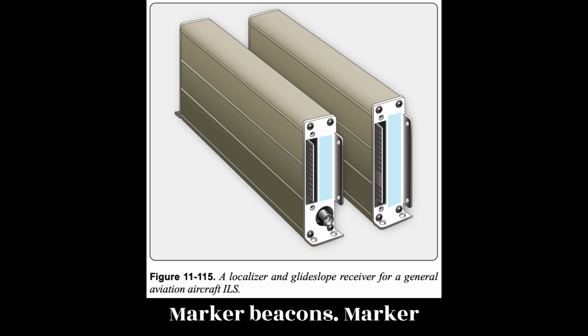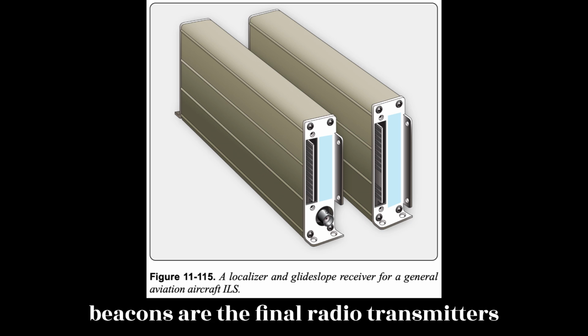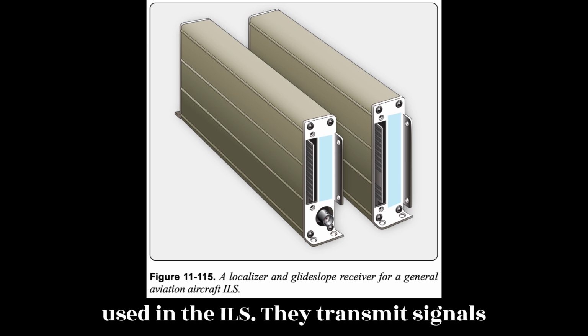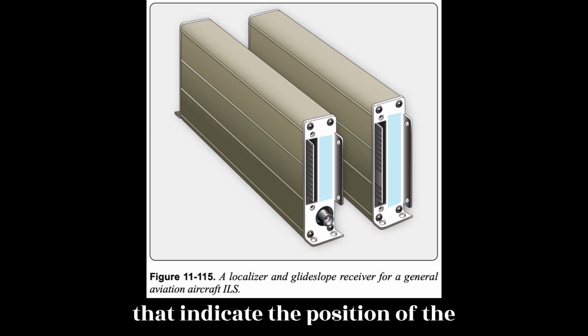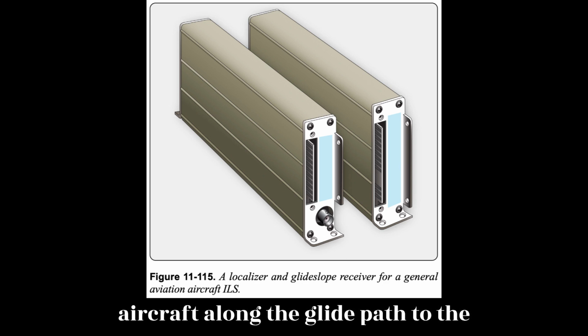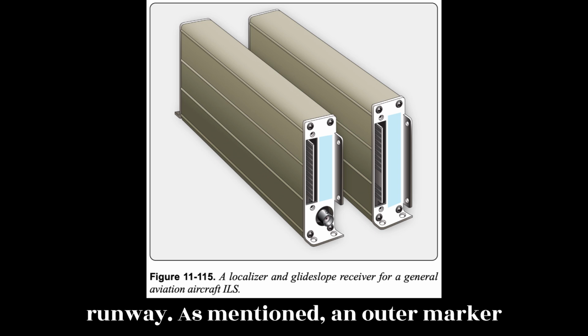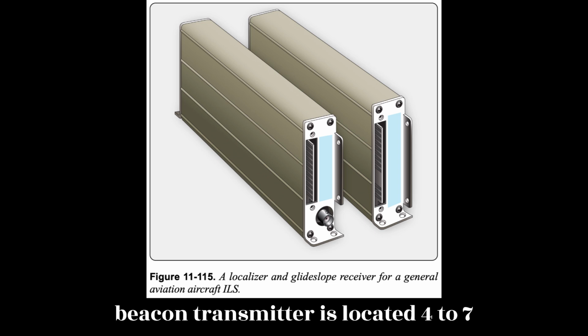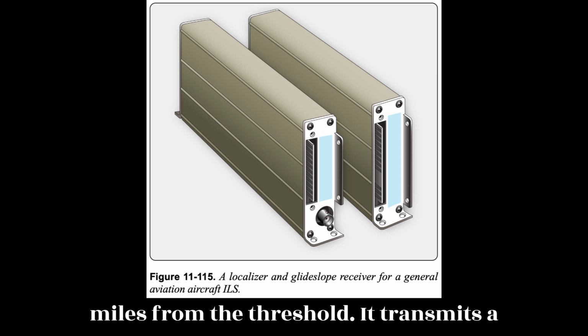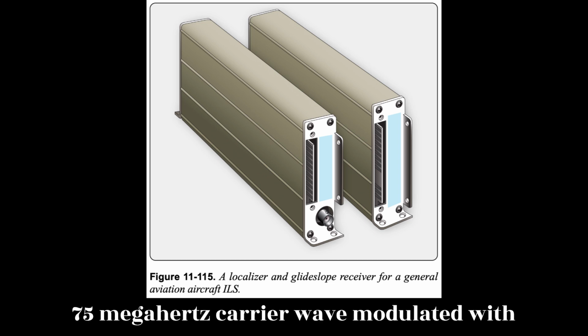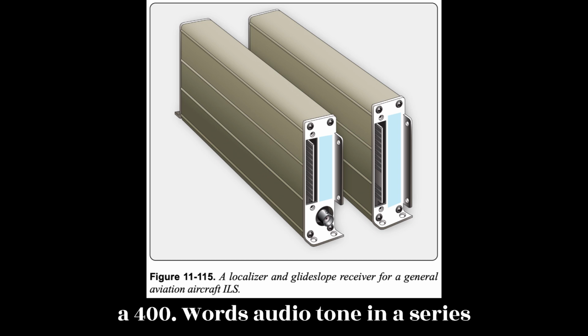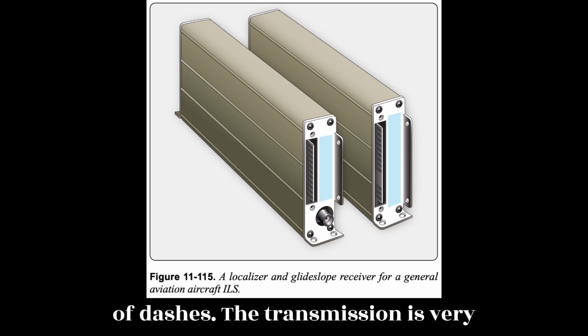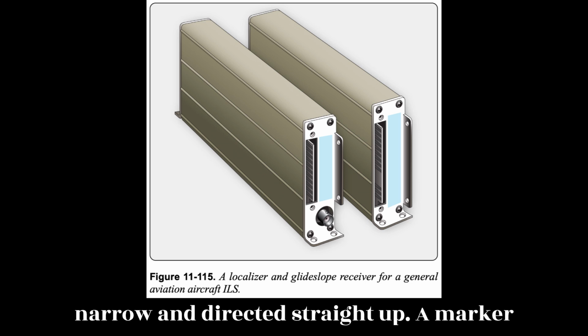Marker beacons. Marker beacons are the final radio transmitters used in the ILS. They transmit signals that indicate the position of the aircraft along the glide path to the runway. As mentioned, an outer marker beacon transmitter is located 4 to 7 miles from the threshold. It transmits a 75 MHz carrier wave modulated with a 400 Hz audio tone in a series of dashes. The transmission is very narrow and directed straight up.